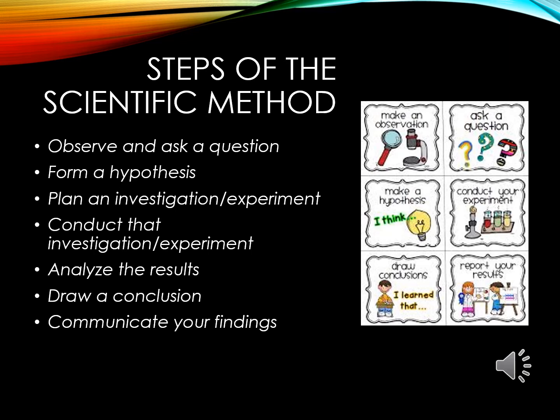What are the steps of the scientific method? First, we observe and ask a question. We then form a hypothesis. Next, we plan an investigation or experiment. Then we will conduct that experiment or investigation. We next analyze the results, then draw a conclusion, and finally, we communicate our findings.